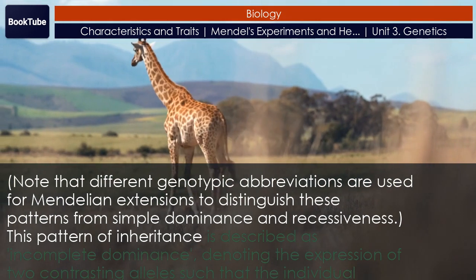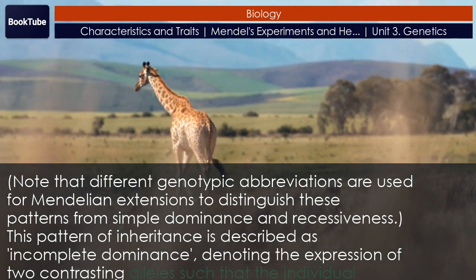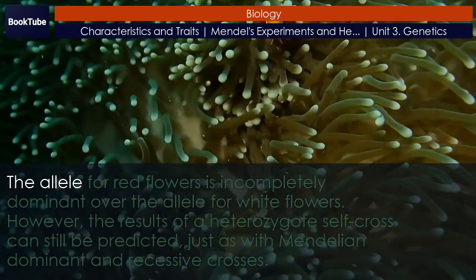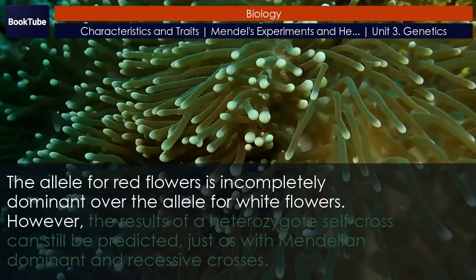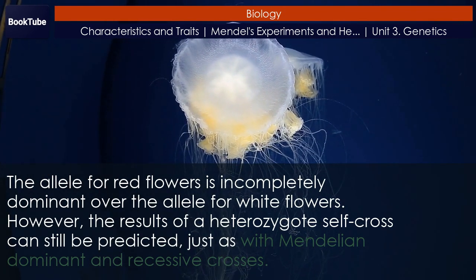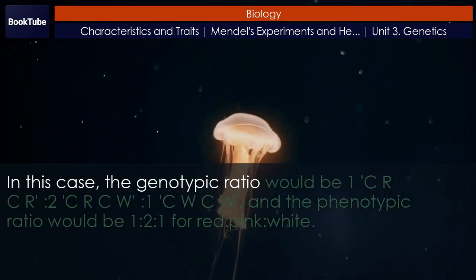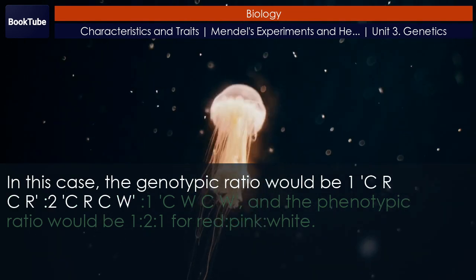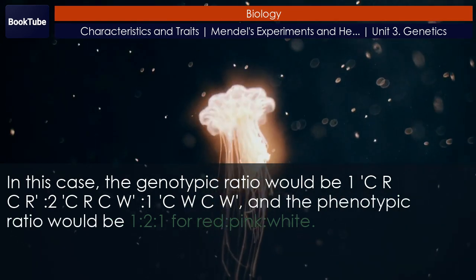This pattern of inheritance is described as incomplete dominance, denoting the expression of two contrasting alleles such that the individual displays an intermediate phenotype. The allele for red flowers is incompletely dominant over the allele for white flowers. However, the results of a heterozygote self-cross can still be predicted, just as with Mendelian dominant and recessive crosses. In this case, the genotypic ratio would be 1 CRCR, 2 CRCW, 1 CWCW, and the phenotypic ratio would be 1:2:1 for red, pink, white.